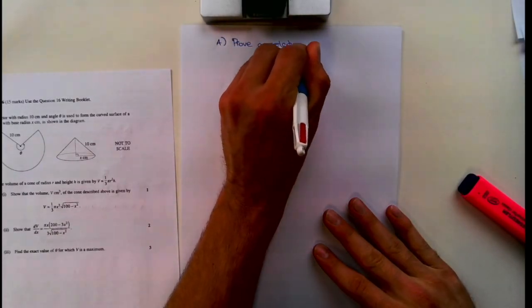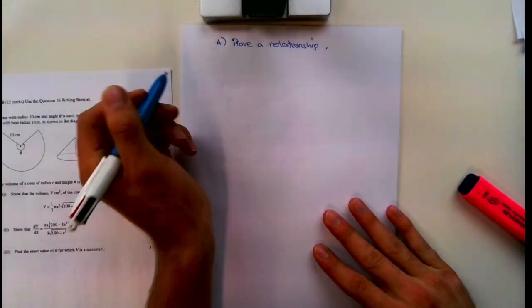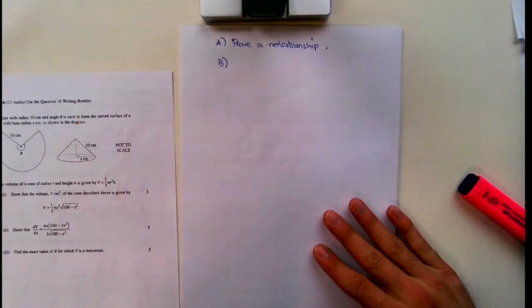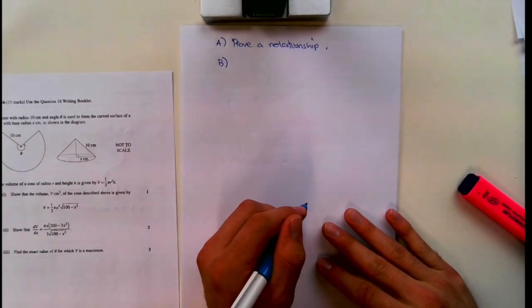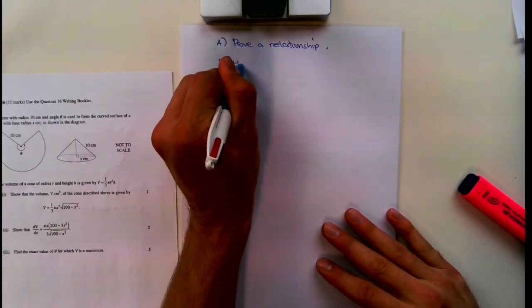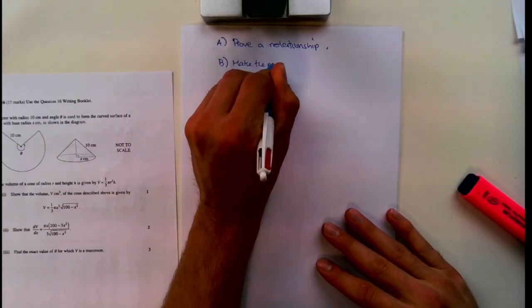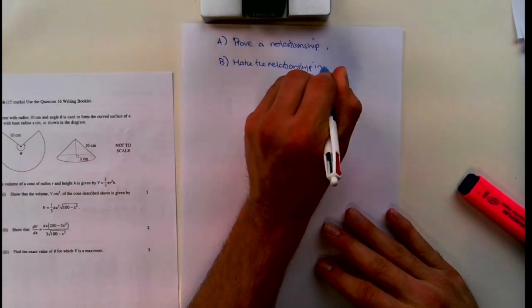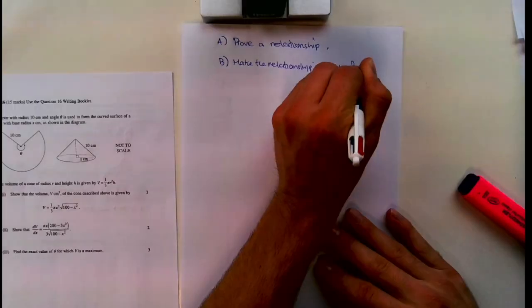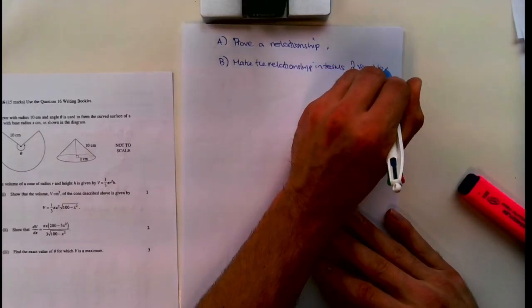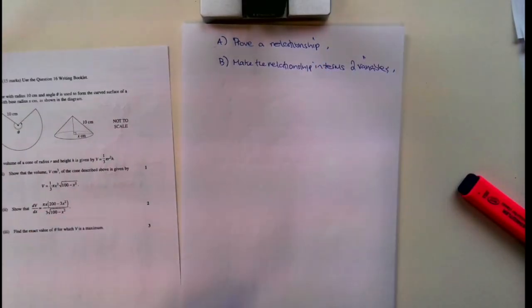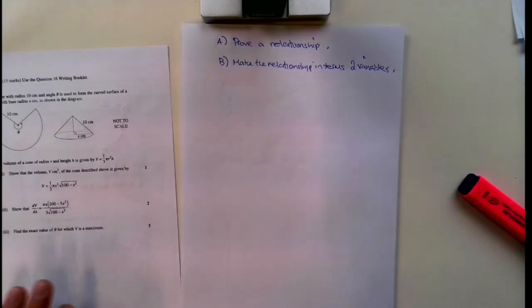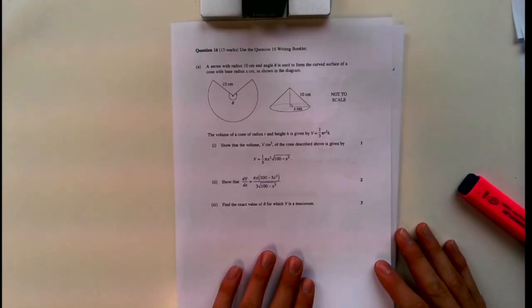And then in part B, we need to make this relationship in terms of two variables. A lot of the time, you're going to have 3 or more variables. So let me just show you this question as an example.